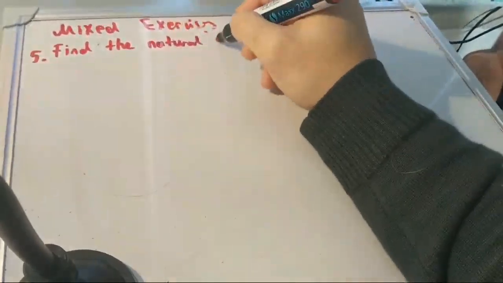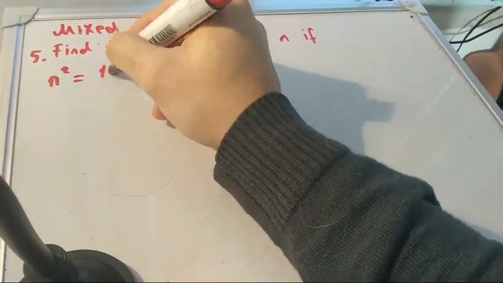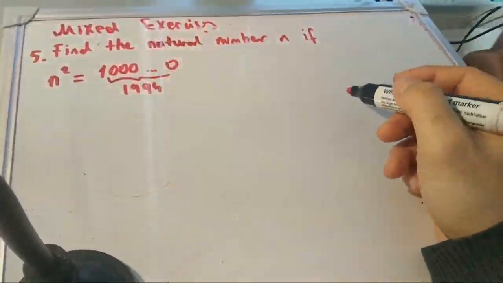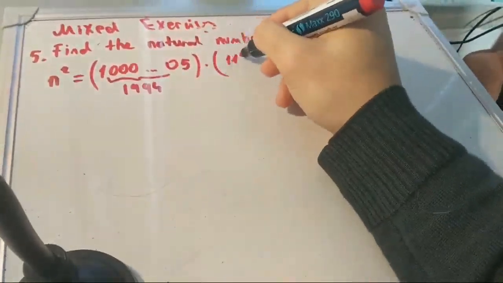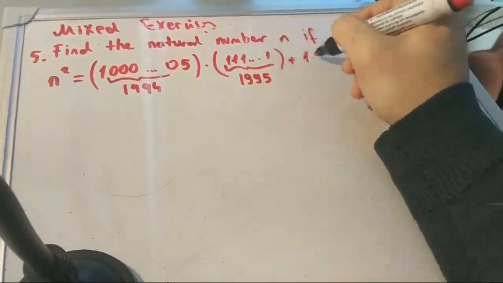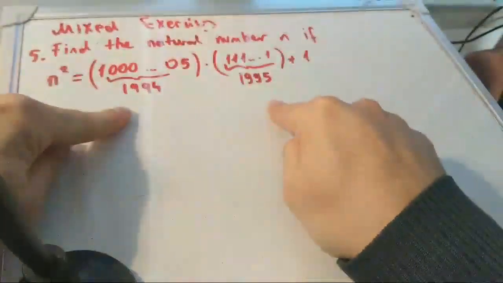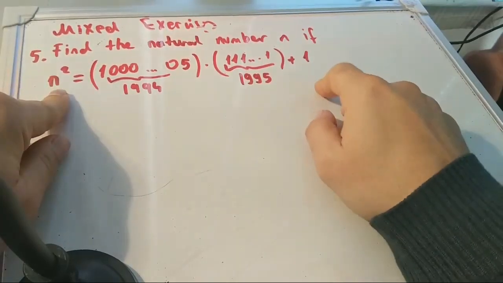Find the natural number n if n squared is equal to 1994 times 0s and 5, times 1995 times 1s, plus 1. It's mathematical language. When we multiply these two numbers and then add 1, we get a perfect square, n squared. So we have to find the value of n. And by the way, n is a natural number.